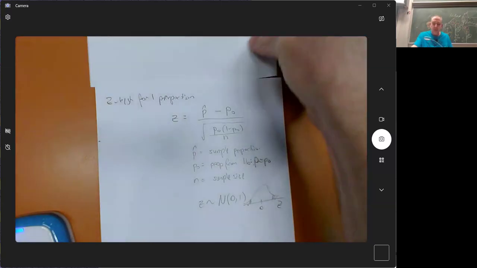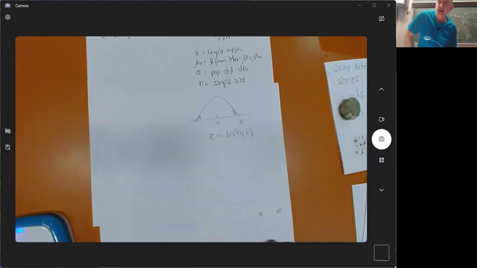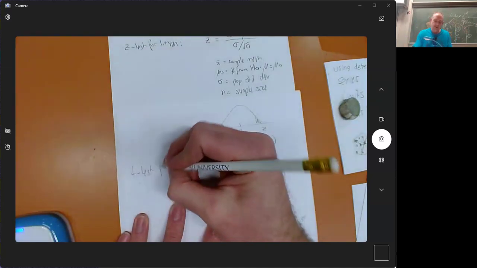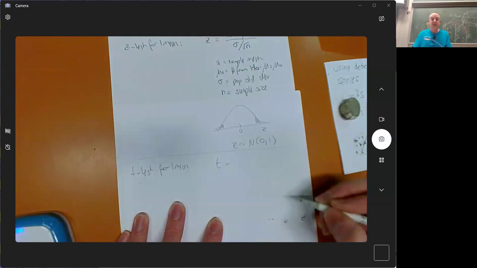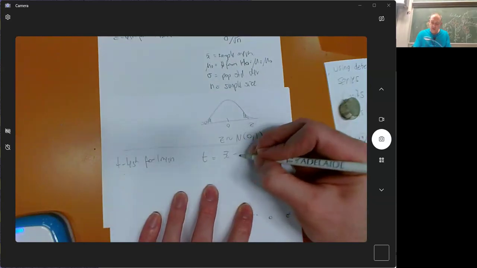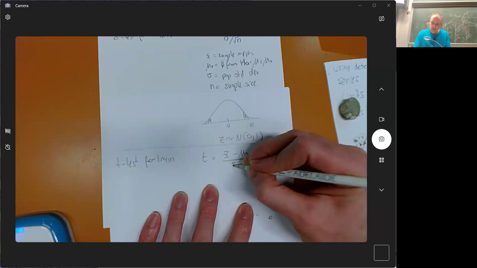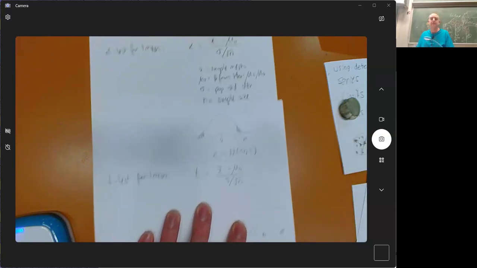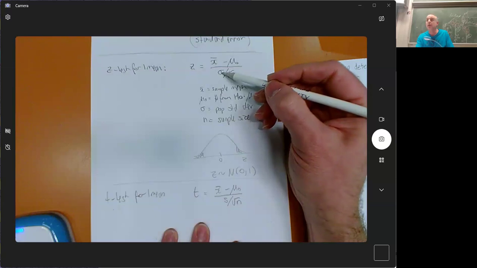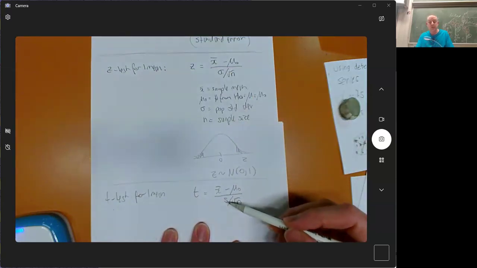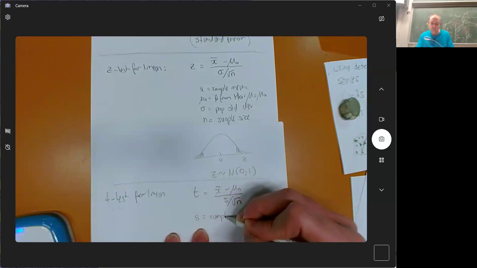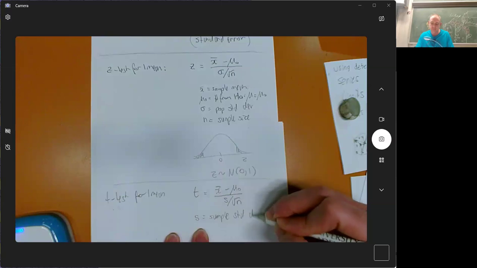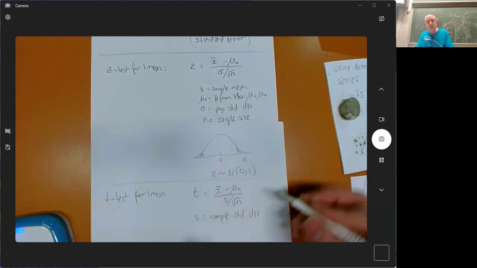But in the t-test for one mean, I reckon I can fit this in here. It's not a Z this time, it's a T, but it looks exactly the same except for one key difference. This one's got a sigma, this one's got an S. So in this one, S is the sample standard deviation. And it's a T, not a Z.